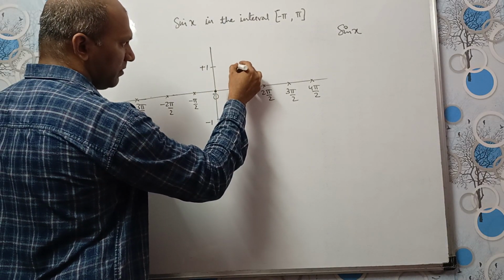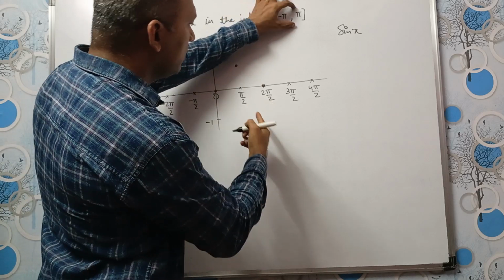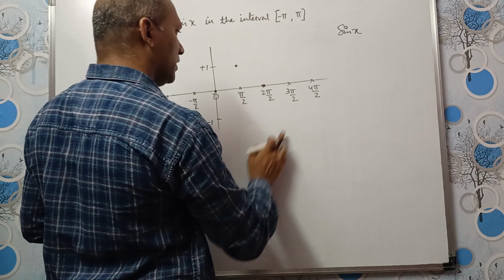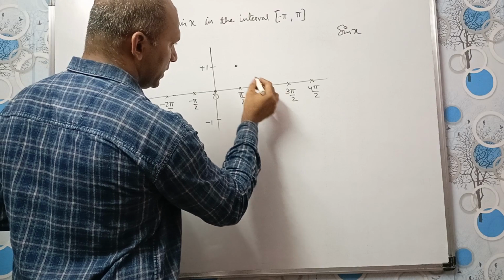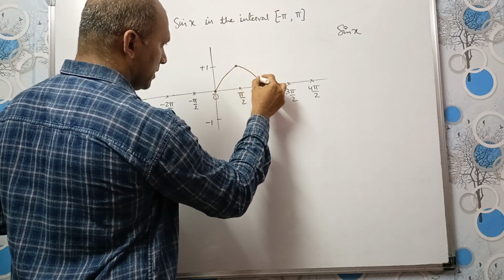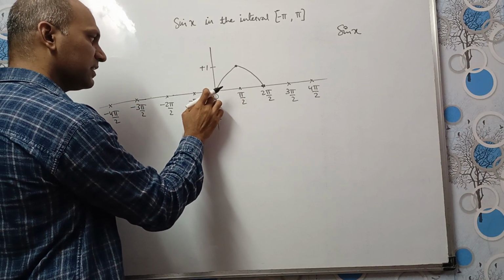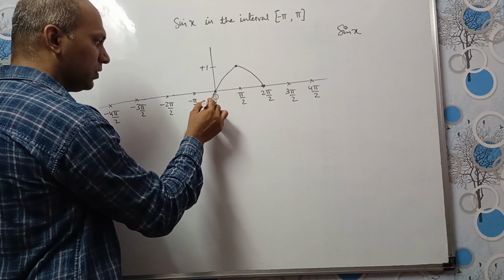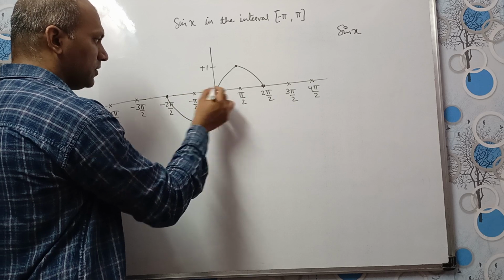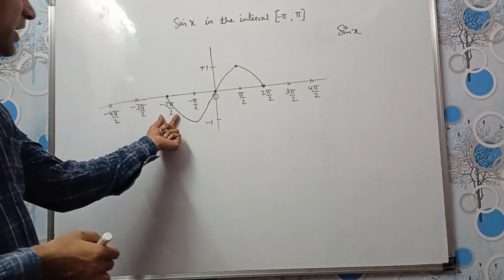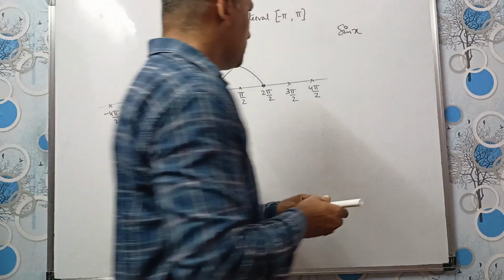So, pi by 2 will be 90, 2 pi by 2 will be pi. Okay, we need to draw till pi only, right? We don't need 3 pi by 2, 4 pi by 2, minus 3 pi by 2 and minus 4 pi by 2. So we need to draw till here only. Now this is 0 to pi. From here, 0 to minus pi also we need to draw it. So minimum value is minus 1 and like this. So this is the graph now, from minus pi to plus pi. This is the sine graph. Okay, I hope this is clear.